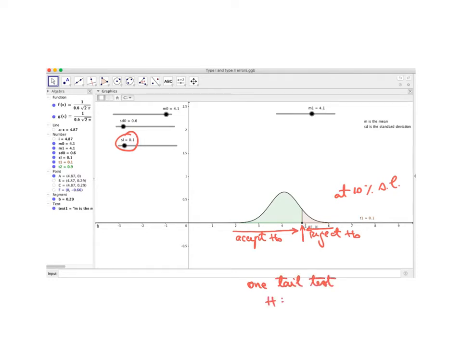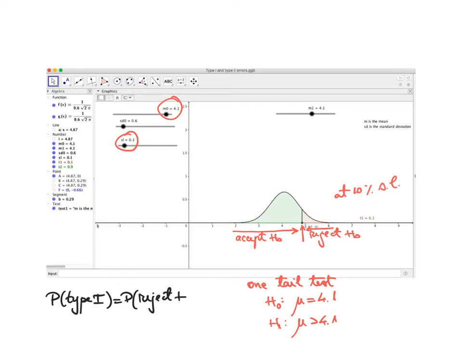H0 is mu is 4.1, I just chose it randomly, and H1 is mu is bigger than 4.1. Let's see. So the probability of making a type 1 error, let us remind ourselves, is the probability of rejecting H0 given that H0 is true. So H0 is true means that this is the mean, so this is the true distribution.